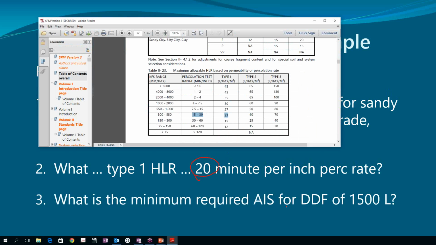The next part of the question is, what's the required AIS for a DDF of 1500? So we take 1500 DDF divided by the hydraulic loading rate of 23 equals 65 square meters of infiltrative surface. So either our bed needs to meet that, or our point of application for CTDS, or the sum of the trench bottoms, and so on. So there is one quick example.